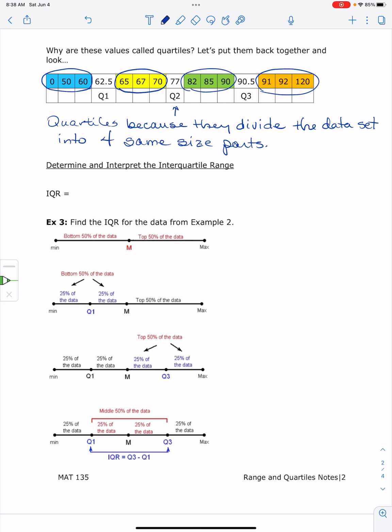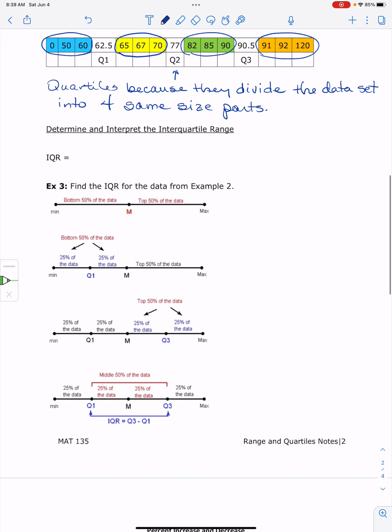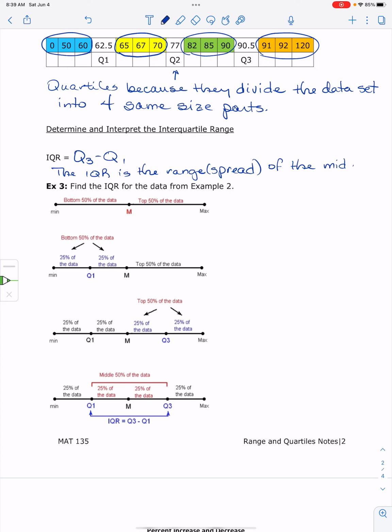Okay. So now we want to talk about different ways to view this data set. We have the interquartile range, the IQR. That is Q3 minus Q1. So the IQR is the range. Again, our range was our spread. Of the middle 50% of the data.